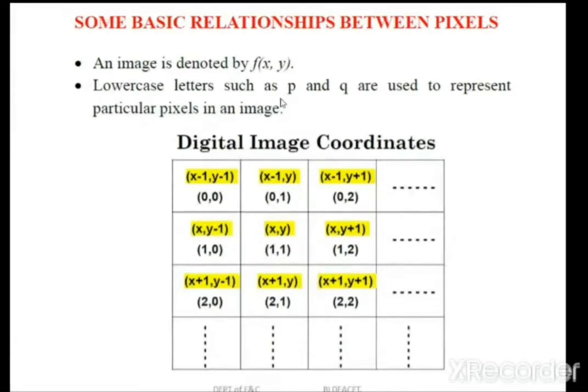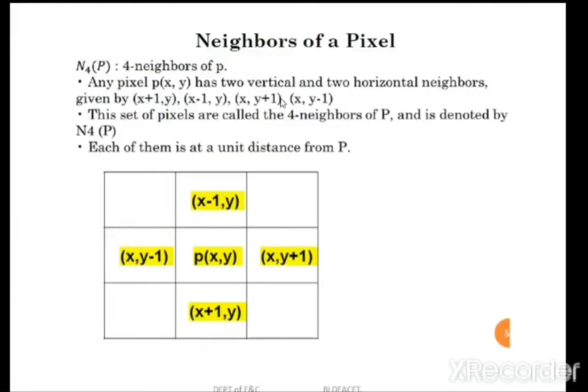So this concept is going to help us in defining some of the relationship between the pixels. Okay, so first we have something called neighbors of a pixel. If you consider any pixel P at location X, Y, we can define 3 different types of neighbors for that particular pixel. So first we have called 4 neighbors of the pixel. The 4 neighbors of the pixel can be denoted as N4 of P. N4, capital N, N4 in bracket P. That indicates 4 neighbors of a pixel P.